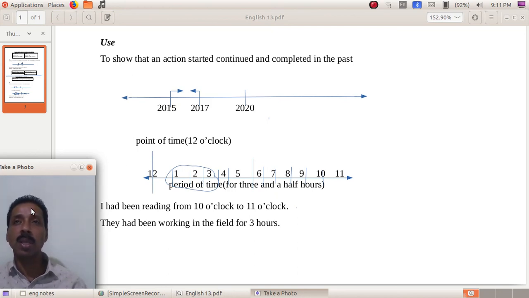Then another thing is some of the expressions that we commonly use in Malayalam, but you do not know maybe how to tell it in English. So I will give you certain expressions like that.